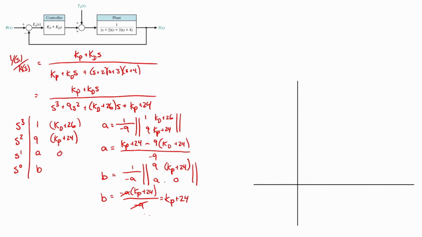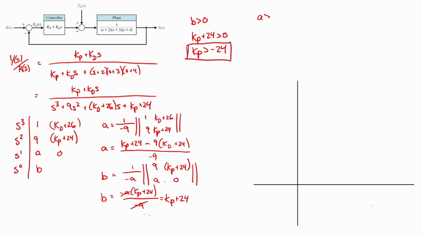Again, we know A has to be greater than 0 and B has to be greater than 0 in order to have stability. So when B is greater than 0, that means Kp plus 24 has to be greater than 0, which means Kp has to be greater than negative 24. Okay, so that's our first constraint in here.